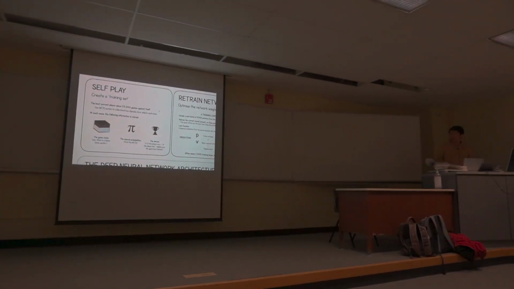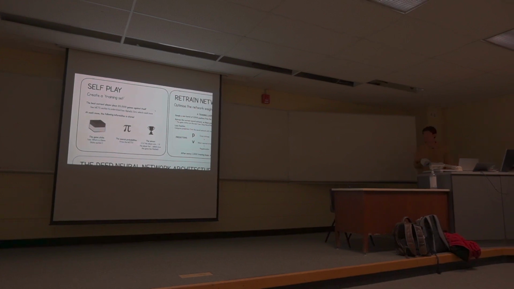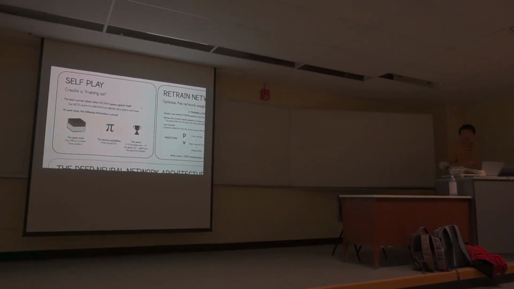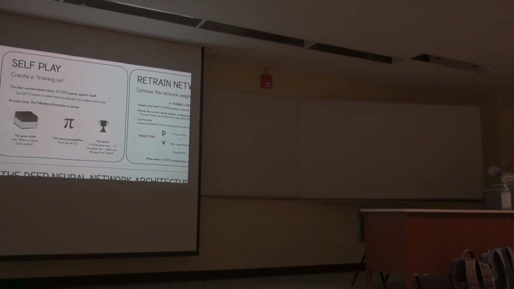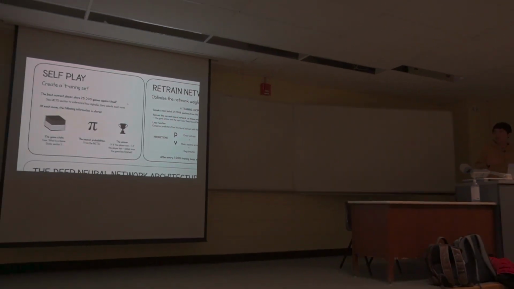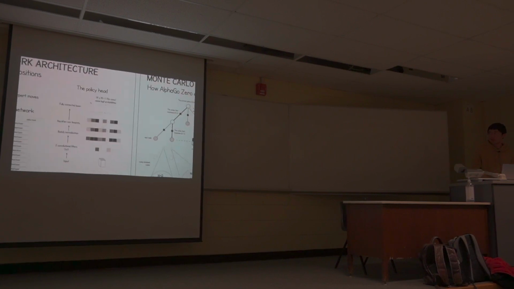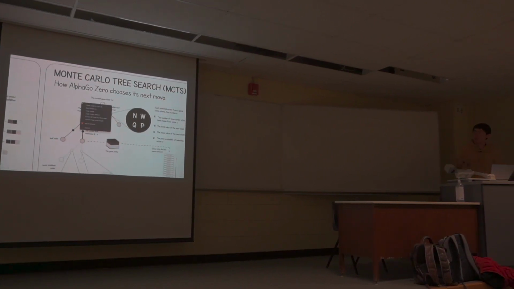So AlphaGo has 3 main steps. First, it does self-play. Since we have no training set labeled by humans, and even if we did, it's not what we want because we want to surpass human level, it creates a training set by playing a lot of games against itself. How does it select each move? It uses something called Monte Carlo tree search.